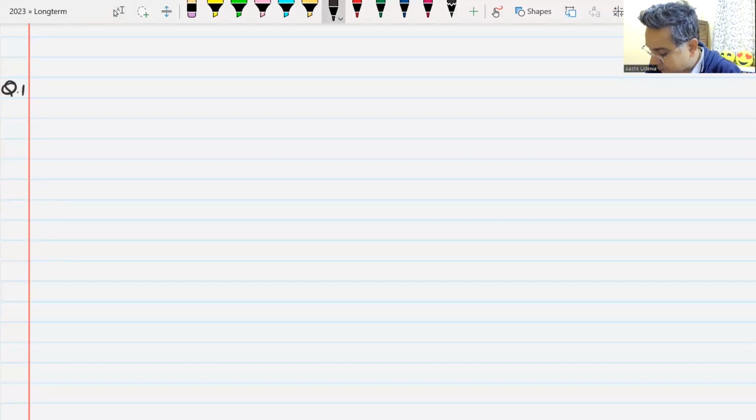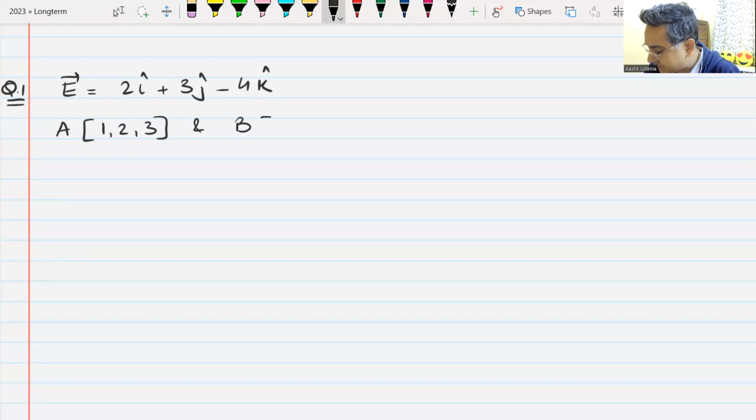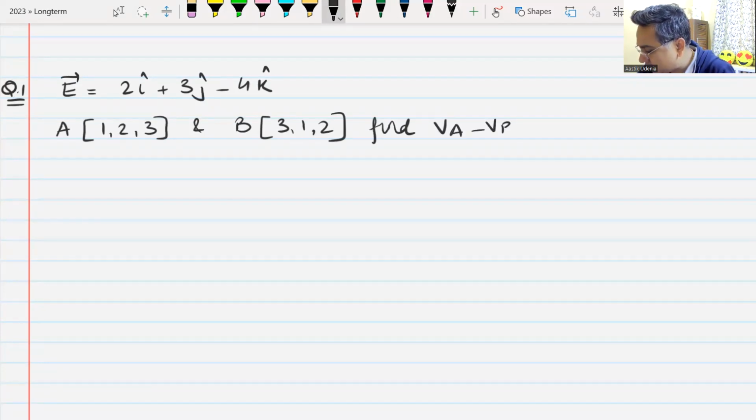So now I can give you a problem. Electric field is given as 2i plus 3j minus 4k. You are given 2 points. Point A is (1, 2, 3), and point B is (3, 1, 2). You have to find VA minus VB. Can you find VA minus VB? Yes, sir. You have 2 minutes to give me the answer.